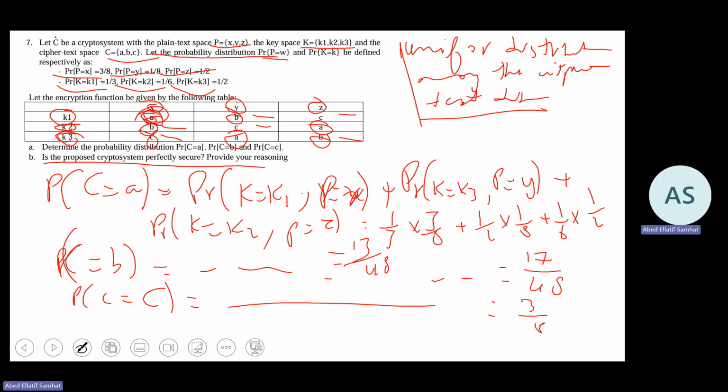To be perfectly secure, we should have the probability of C equal A equal to 1/3, equal to the probability of C equal B, and equal to the probability of C equal C. All of them should be 1/3. So that's why it's not a perfect system.